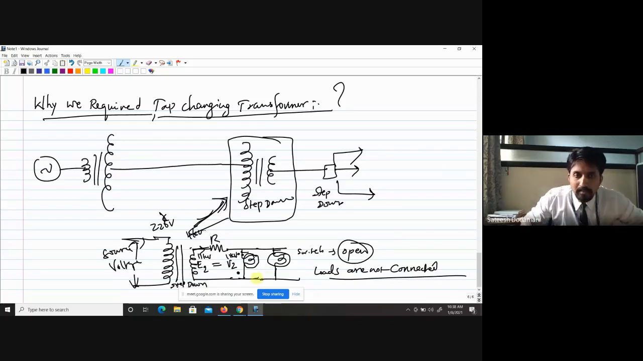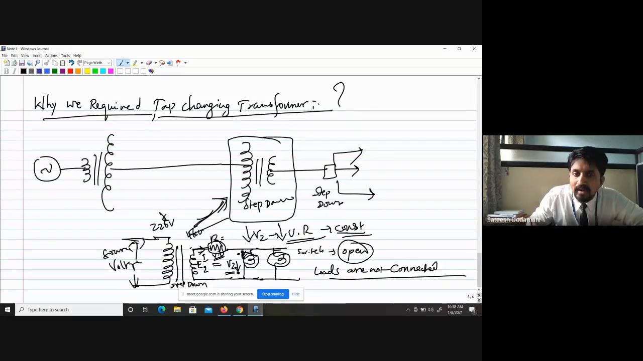But what happens now? I will close this switch. When I close this switch, current starts flowing through this resistance, which has some value, and because of that a voltage drop takes place. When the voltage drop takes place across the resistance of the transformer, this V2 decreases. But the requirement is that V2 remains the same. Voltage regulation we have to maintain constant. But as the load increases, the secondary voltage goes on decreasing.